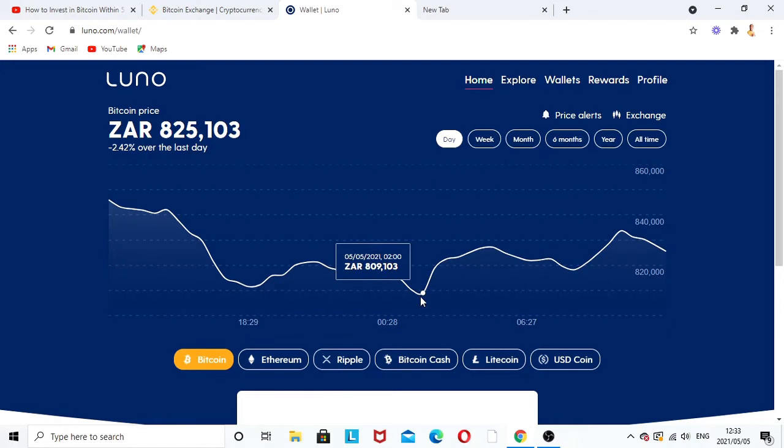But if you had bought on this dip right here, at 809,103, and held it right there, the time was around 1:30, on the 5th of the 5th, 2021. Then it comes up here, and you can see it goes up from 809 to 833. That means just for today you would have gained how much? From 809 to 833, so you can count the difference there.